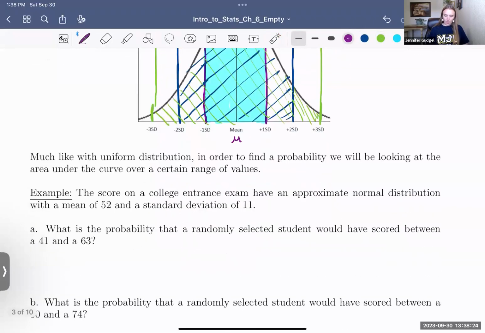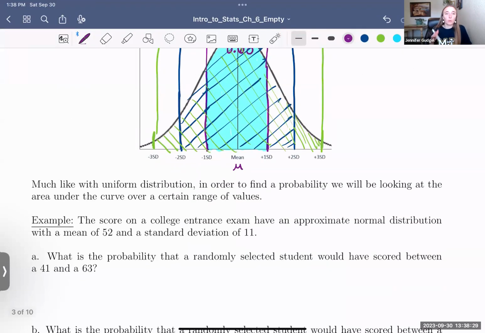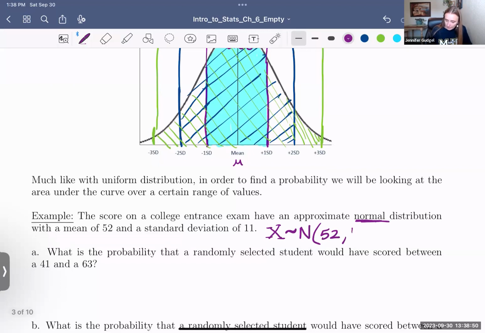All right, so as an example, we're going to draw our normal distribution, but with a mean of 52. So let's write how that distribution is. X is normally distributed. Remember our X with our squiggle, we should be practicing that. With a mean of 52, the mean goes first, and a standard deviation of 11. That's our mean. That's our standard deviation.